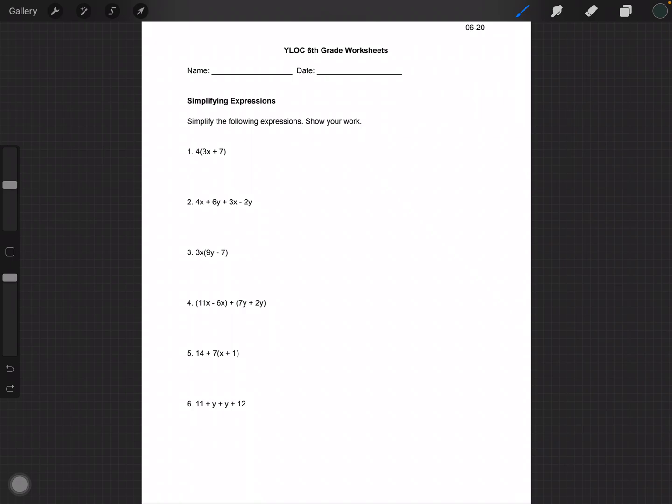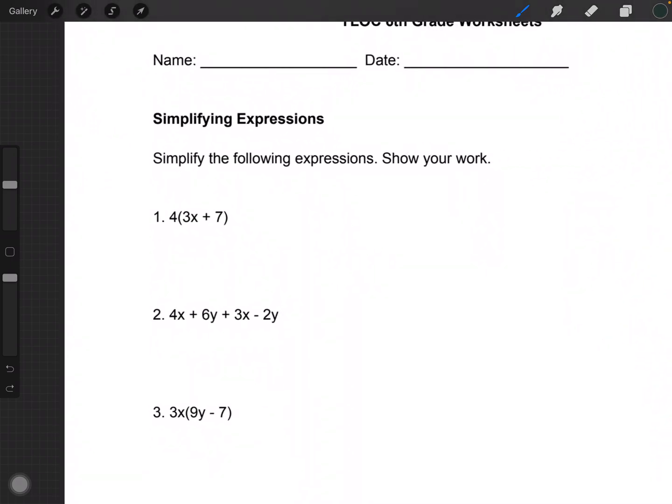The first worksheet you should have gotten tells us to simplify the following expressions and to show our work. They're not asking us to solve for the variables, so we just have to simplify. When we look at number 1, we want to think of the distributive property. So we want to multiply it like so.